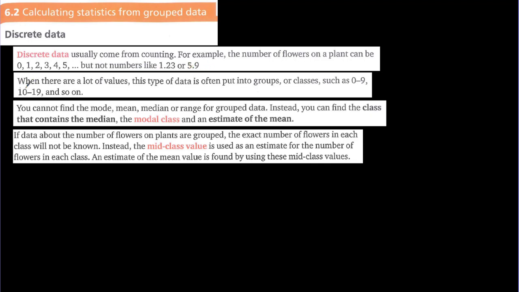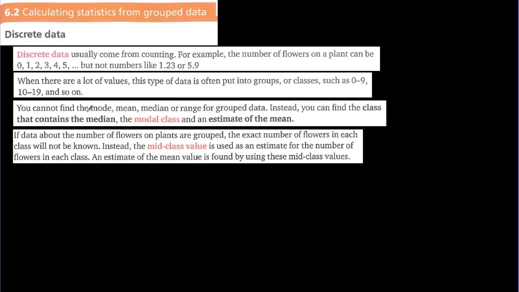And this is the second part. When there are lots of values, this type of data is often put into groups. So we are going to put the given values into groups like in the previous video that I tried to explain. We are going to have some classes like 0 to 9, 10 to 19, and we can continue like this. So if you don't know the exact values, how are we going to calculate the mean, median, and mode?